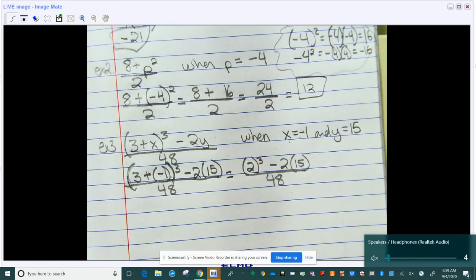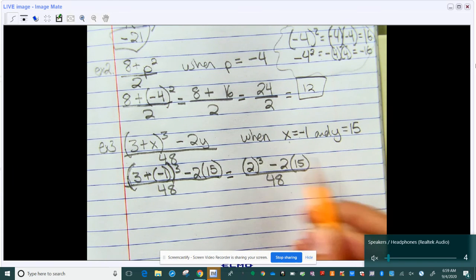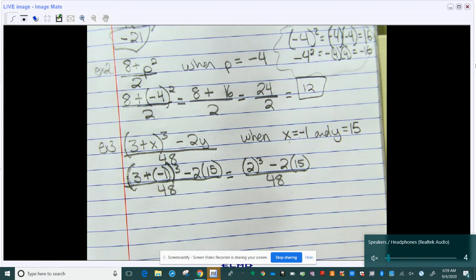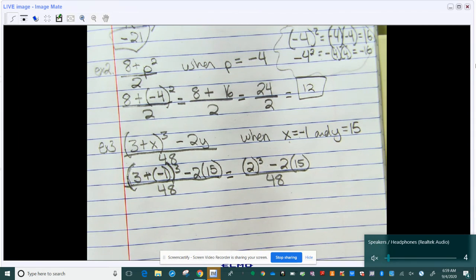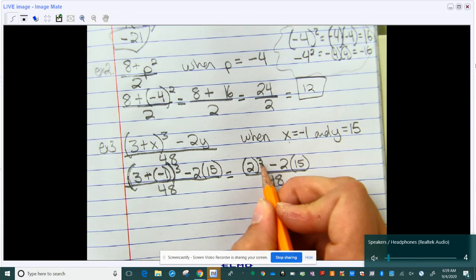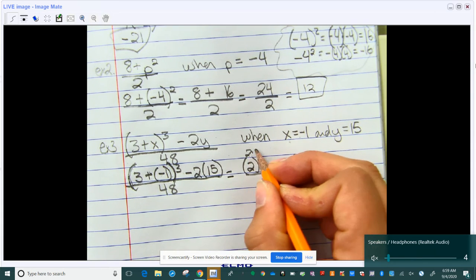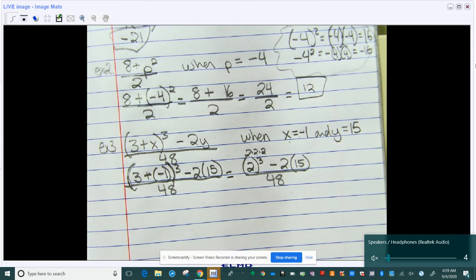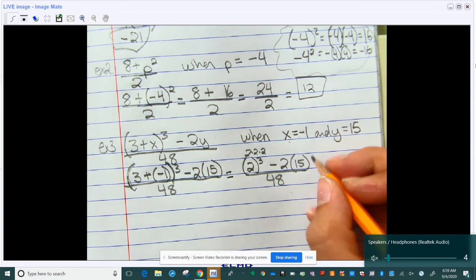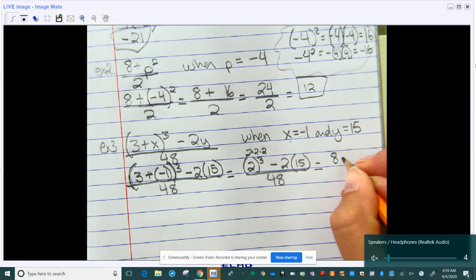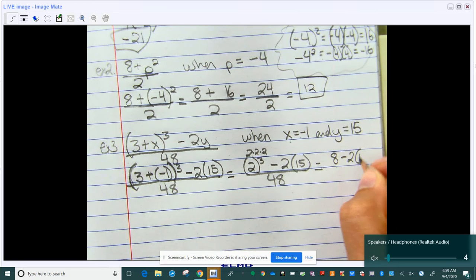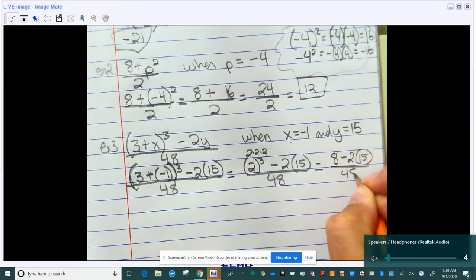Now again, we have these parentheses here, but they're just holding numbers. So we can move right along to our exponents, cubed. So remember, when that 2 is cubed, it's not 2 times 3. No. We have 3 2's. So that would be the same as 2 times 2 times 2. Be careful. Watch out for that. So we have 2 times 2 is 4, times 2 is 8, minus 2 times 15, close it, all over 48.